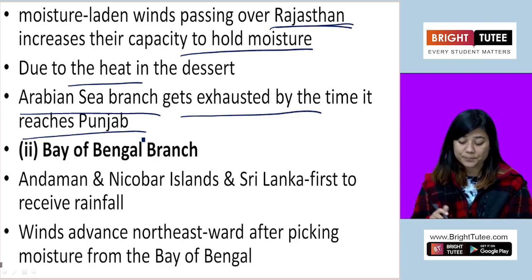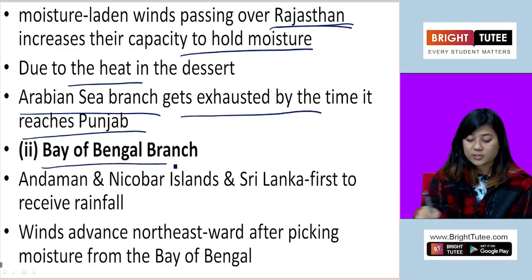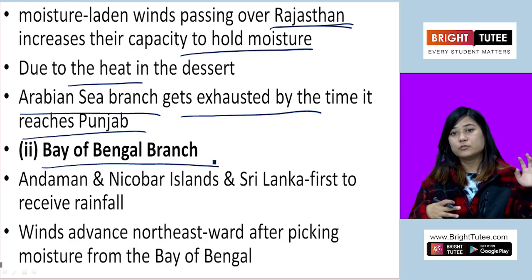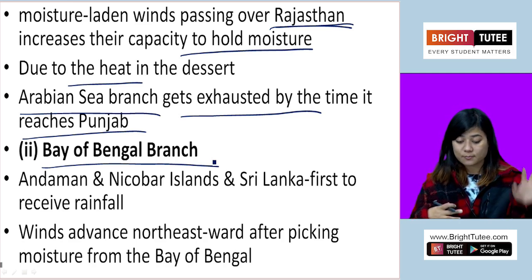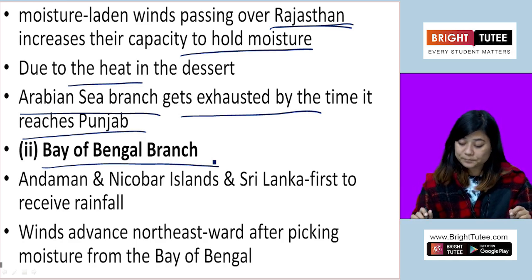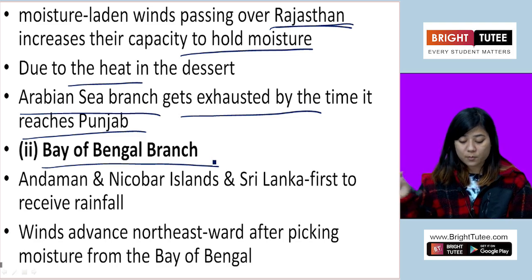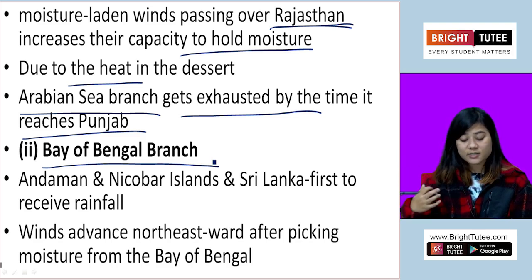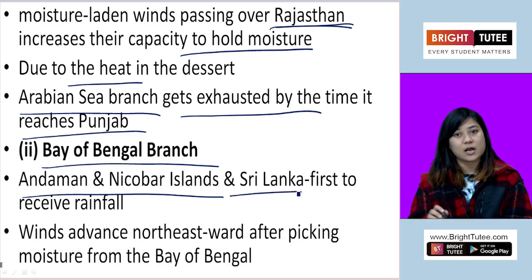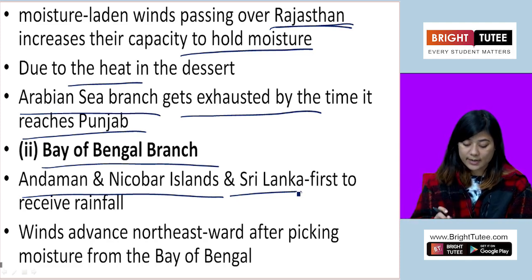It's over. Now let us look at the Bay of Bengal branch. Until now we looked at the Arabian Sea branch of the monsoon wind, which is the southwest monsoon. Now we'll look at the Bay of Bengal branch. This Bay of Bengal branch of the monsoon wind causes rainfall first in the Andaman and Nicobar Islands and in Sri Lanka.